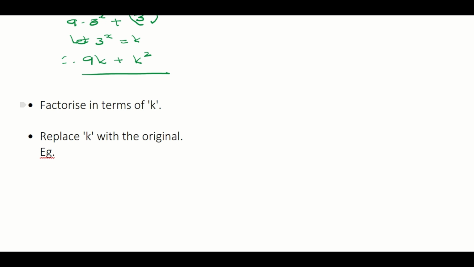Now this is a very important step. We cannot leave our answer in terms of k. We've got to go back and replace k with what we substituted it with. So in this case, we had said let 3 to the power of x, if you look up here, 3 to the power of x is equal to k. When we get to our final step, k must get back to 3 to the power of x. So where you've got k in your final answer, you replace it with 3 to the power of x.